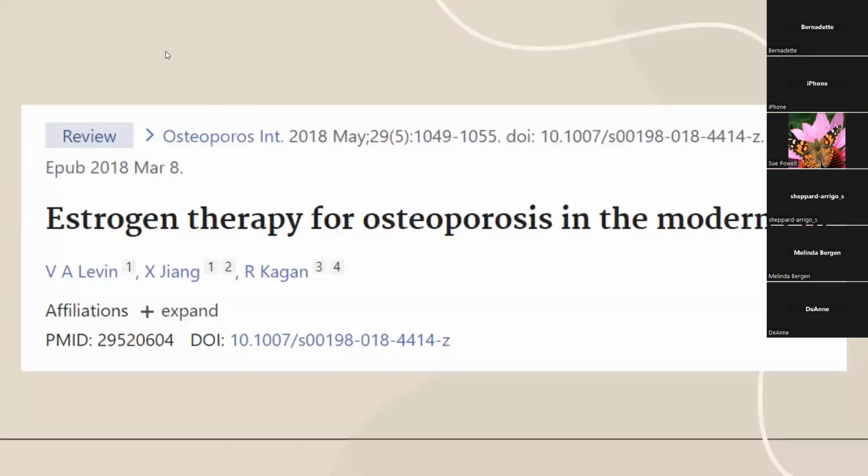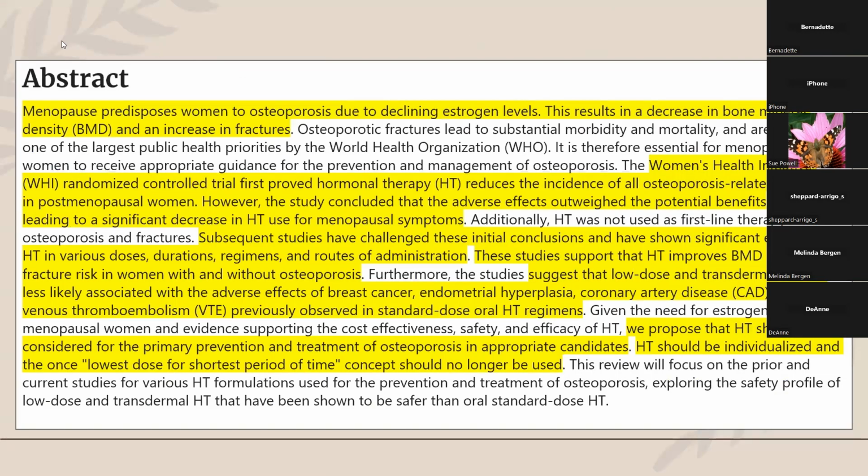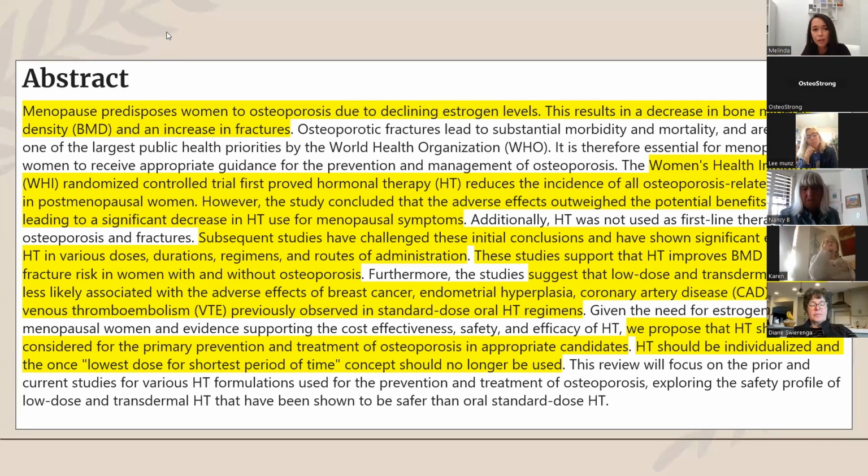2018, Osteoporosis International, Estrogen Therapy for Osteoporosis in the Modern Era. Menopause predisposes women to osteoporosis due to declining estrogen levels. This results in a decrease in bone mineral density and an increase in fractures. The Women's Health Initiative randomized controlled trial first proved hormonal therapy reduces the incidence of all osteoporosis-related fractures in postmenopausal women. However, the study concluded that the adverse effects outweighed the potential benefits, leading to a significant decrease in hormone therapy used for postmenopausal women or symptoms.